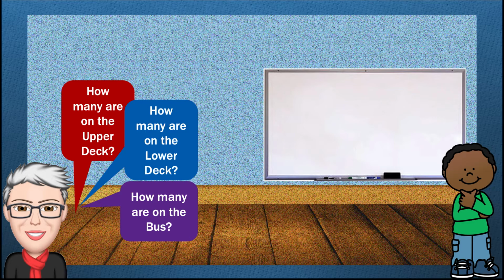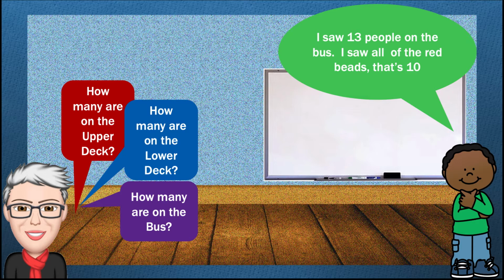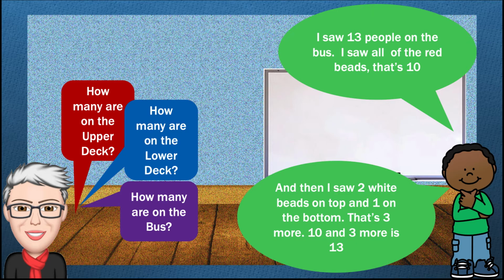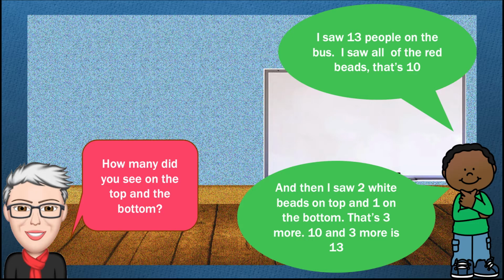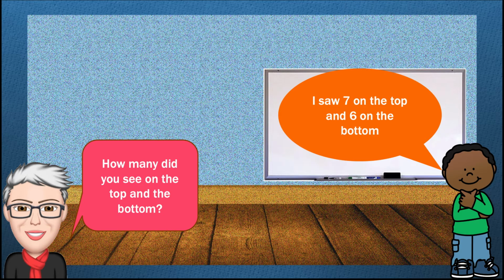To continue this example, suppose a child, Antonio, says, "I saw 13 people on the bus. I saw all of the red beads, that's 10, and then I saw 2 white beads on top and 1 white bead on the bottom. That's 3 more. 10 and 3 more is 13." Here, Antonio explained how he figured out the total, but he did not say how many were on the top and how many on the bottom. The teacher might then say, "How many did you see on the top and how many on the bottom?" And Antonio might reply with, "I saw 7 on the top and I saw 6 on the bottom."